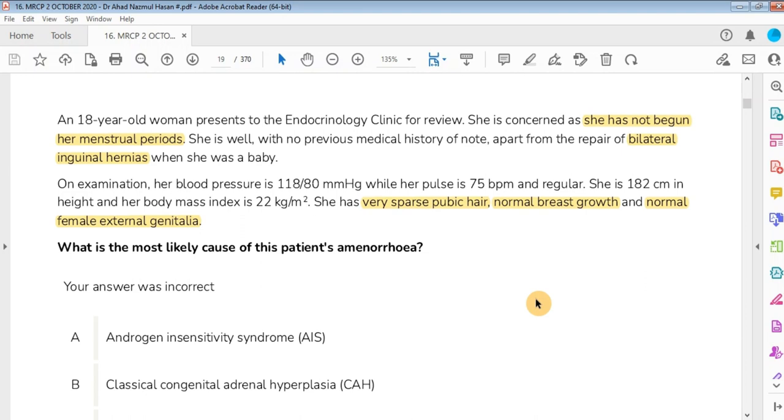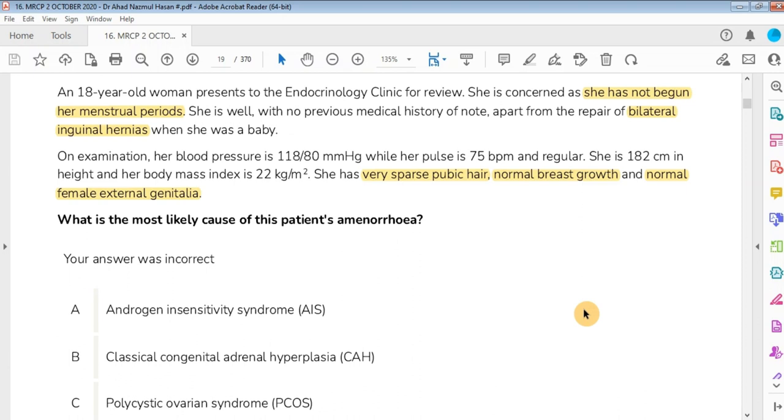An 18-year-old woman presents to the endo clinic for review. She is concerned as she has not begun her menstrual periods. She is well, with no previous medical history of note, apart from the repair of bilateral inguinal hernia when she was a baby. On examination, her BP is 118 by 80, pulse is 75 and regular. She is 182 centimeter in height and her BMI is 22. She has very sparse pubic hair, normal breast growth, and normal female external genitalia.